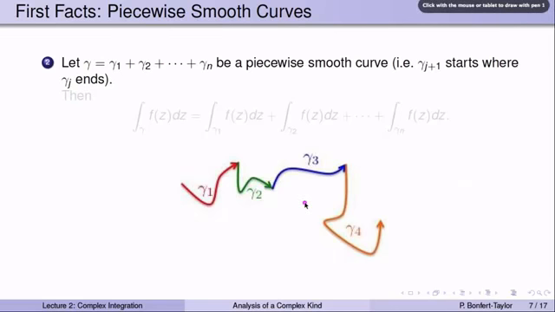Now, so far we've been talking about smooth curves only. What if you had a curve that was almost smooth, except every now and then there's a little corner, like the one I drew down here? Well, for a piecewise smooth curve, so that's a curve that's put together from finitely many smooth pieces, where each piece starts where the previous one ends, one can show that the integral over gamma of f of z dz is the same thing as integrating over gamma 1, adding to that the integral over gamma 2, adding to that the integral over gamma 3, and so forth, up to the integral over gamma n.